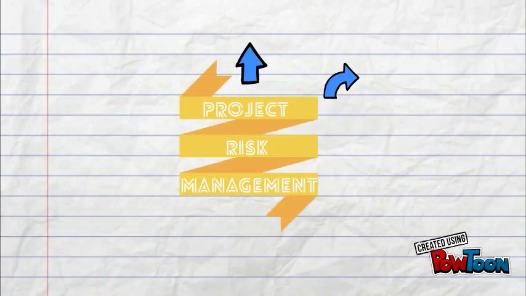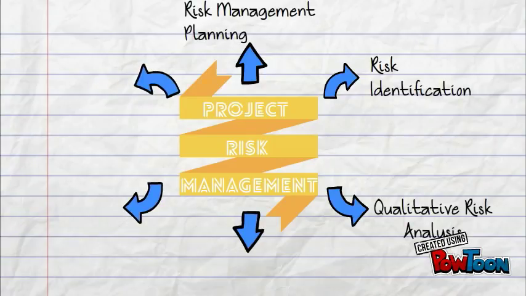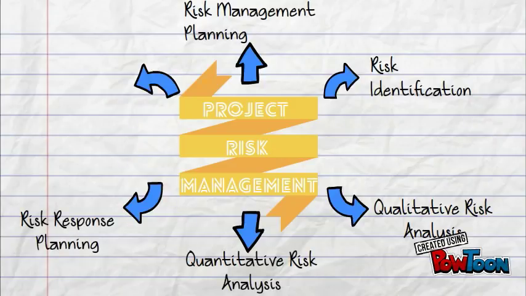There are 6 topics that are involved in Project Risk Management. They are the risk management planning, risk identification, qualitative risk analysis, quantitative risk analysis, risk response planning, and risk monitoring and control.